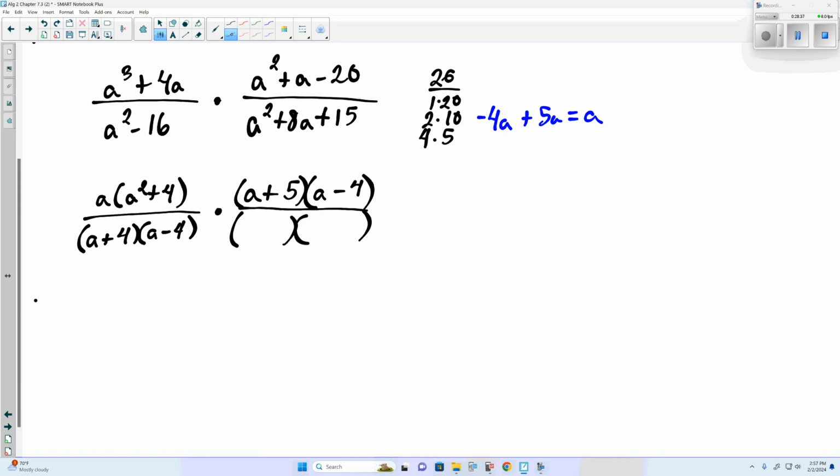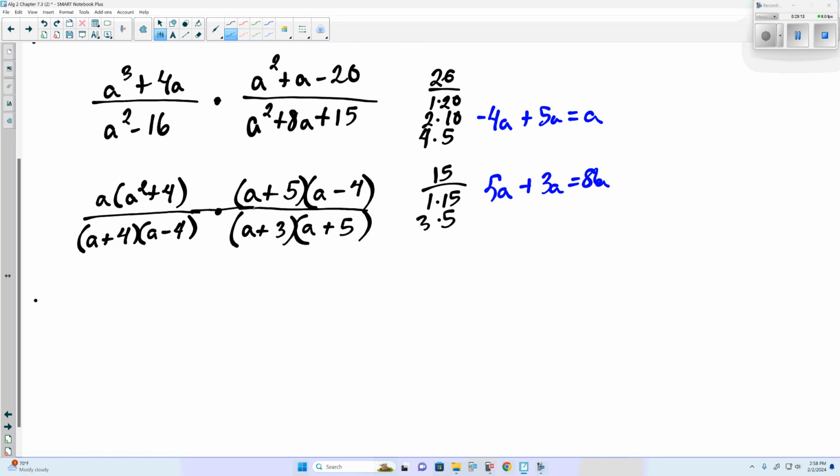Last thing we need to factor is A squared plus 8A plus 15. Third term's positive, so the signs are the same and match the sign of the middle term, plus and plus. Factors of A squared are A and A. Factors of 15: 1 and 15, 3 and 5. 3 and 5. Well, they're both plus, so it really doesn't matter where we put them. A times 5 is positive 5A. 3 times A is positive 3A, giving us positive 8A.